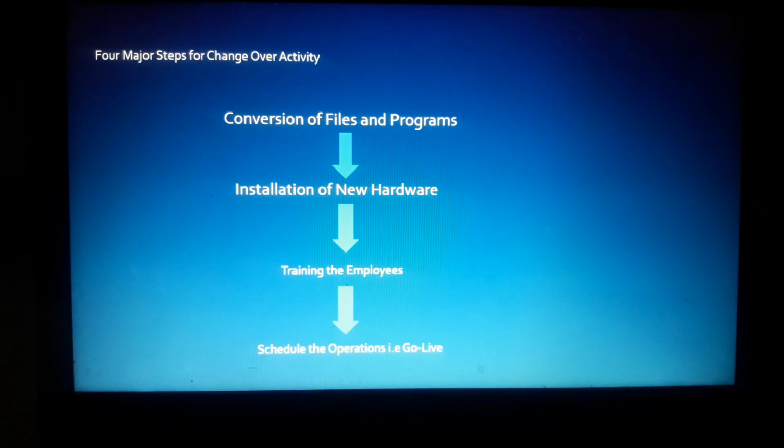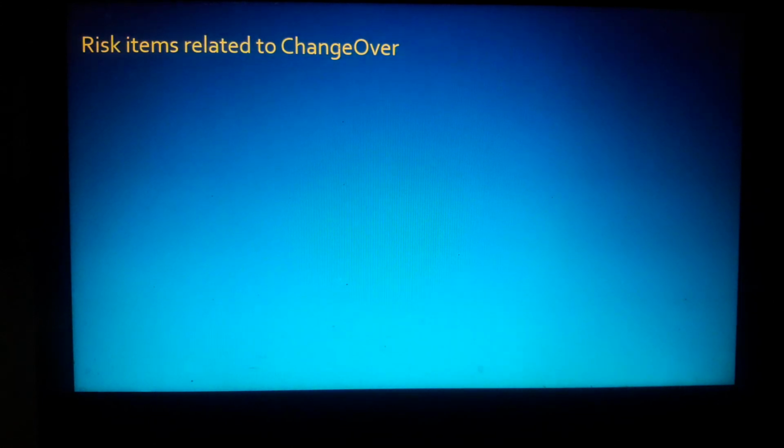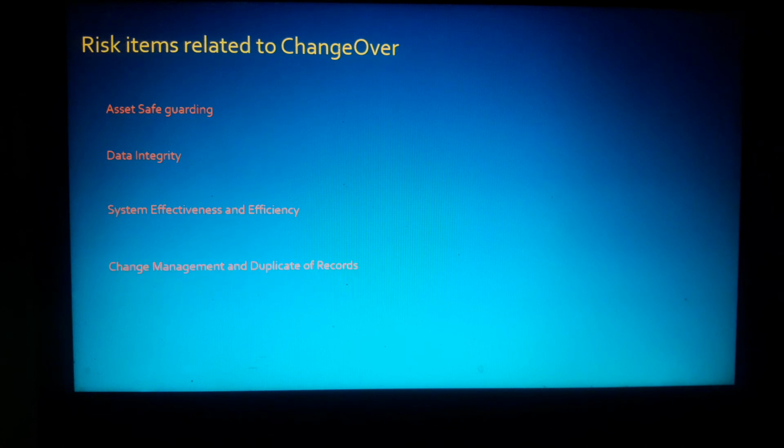At the same time, the changeover activity has some risks. The first risk associated with this is asset safeguarding, the second one is data integrity, and the third and most important is system effectiveness and efficiency, that is, whether reasonable results are obtained or not. Then there are change management challenges, which we have seen previously, and duplication of records. Thank you.